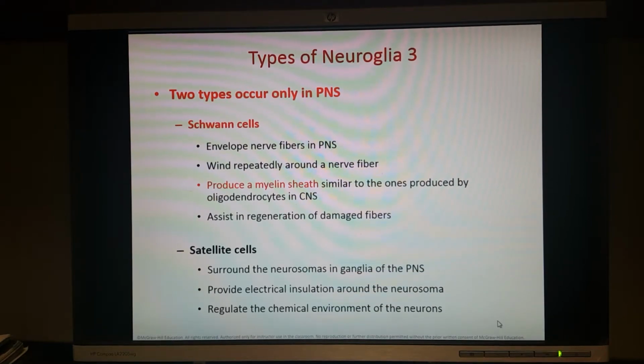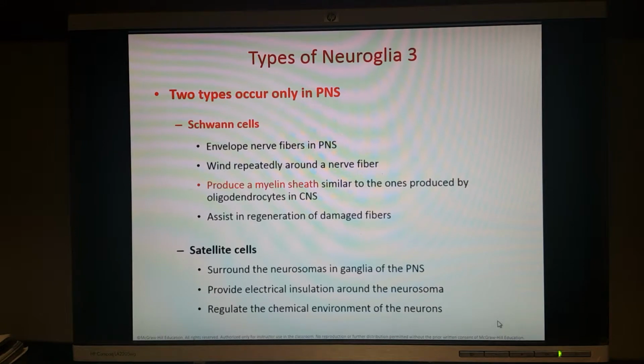Moving on to the peripheral nervous system. So the four that I mentioned earlier only work in our central nervous system. Now moving on to our peripheral nervous system. Our peripheral nervous system only has two types of neuroglial cells, and that's your Schwann cells, which do the job of the oligodendrocyte in the peripheral nervous system.